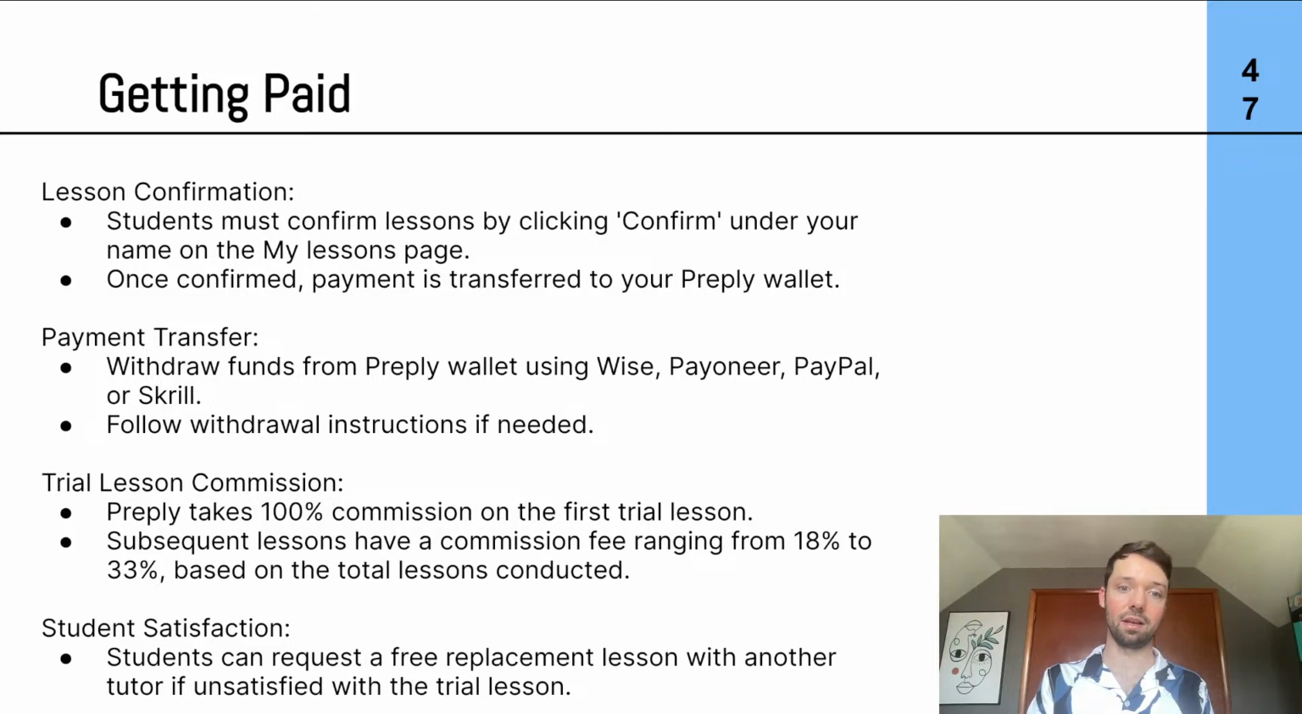Trial lesson commission: Preply takes a 100% commission on the first trial lesson. Subsequent lessons have a commission fee ranging from 18% to 33% based on the total lessons conducted. And student satisfaction: students can request a free replacement lesson with another tutor if unsatisfied with the trial lesson.